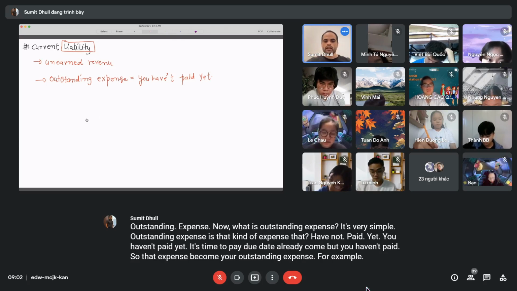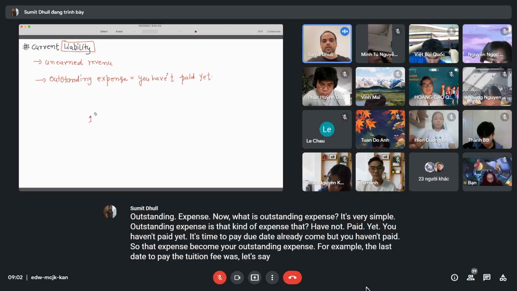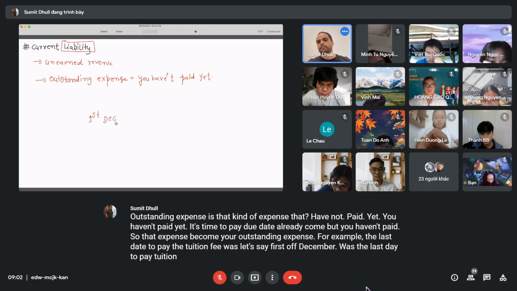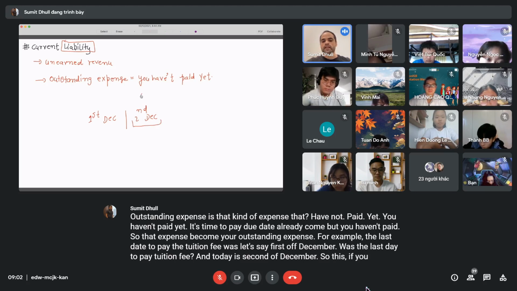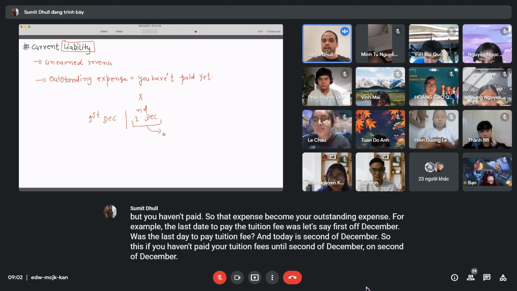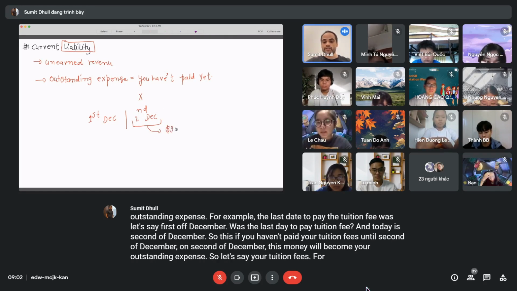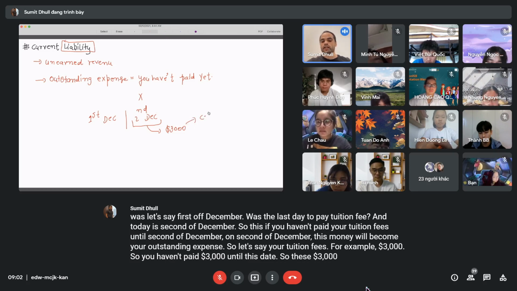For example, the last date to pay the tuition fee was, let's say, 1st of December, and today is 2nd of December. If you haven't paid your tuition fees until 2nd of December, this money will become your outstanding expense. Let's say your tuition fees are $3,000. You haven't paid $3,000 until this date, so this $3,000 belongs to your current liability.